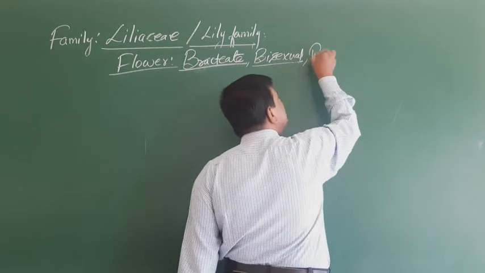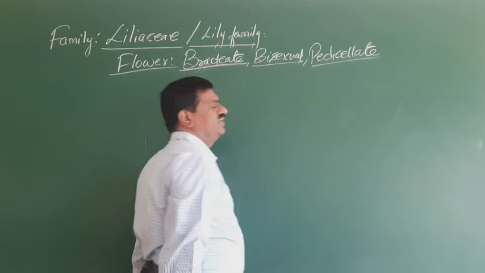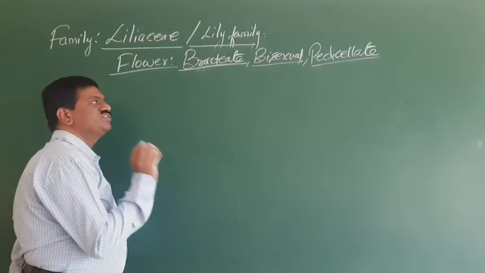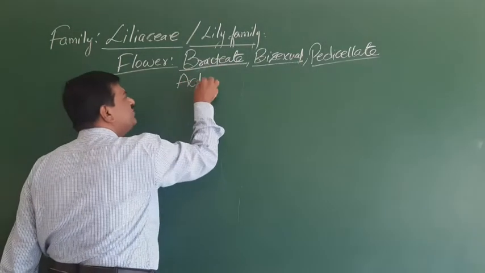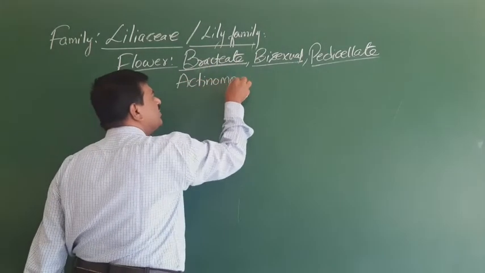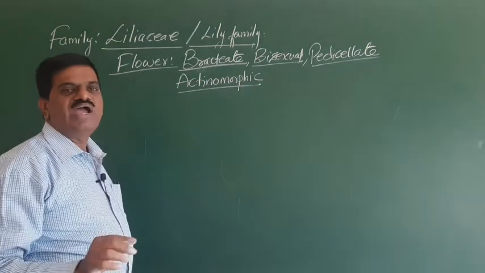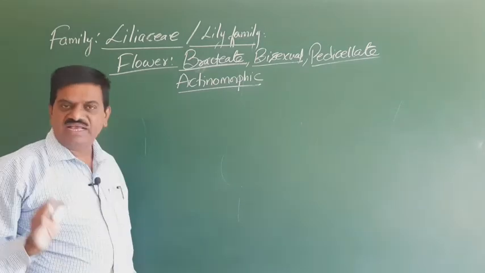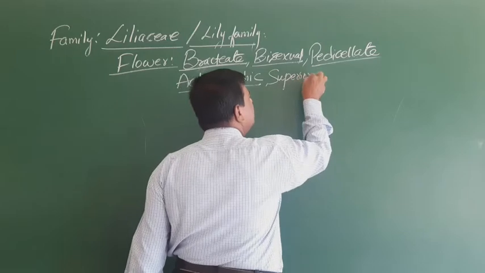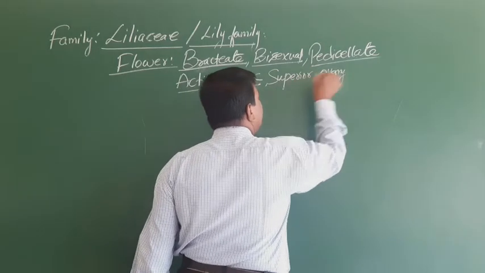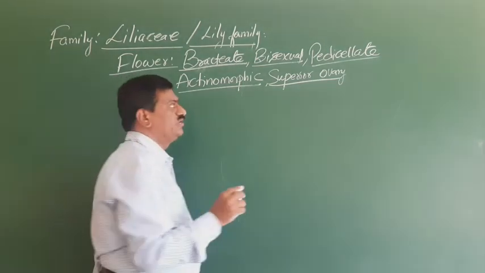The next one is pedicellate. The word pedicellate, there is a presence of stalk for a flower, so they are called as pedicellate. Next one is actinomorphic. The word actinomorphic, the flowers are equally divided into two equal halves. They are called as radial symmetry. Next one is superior ovary. The ovary is superior, called as hypogynous ovary.